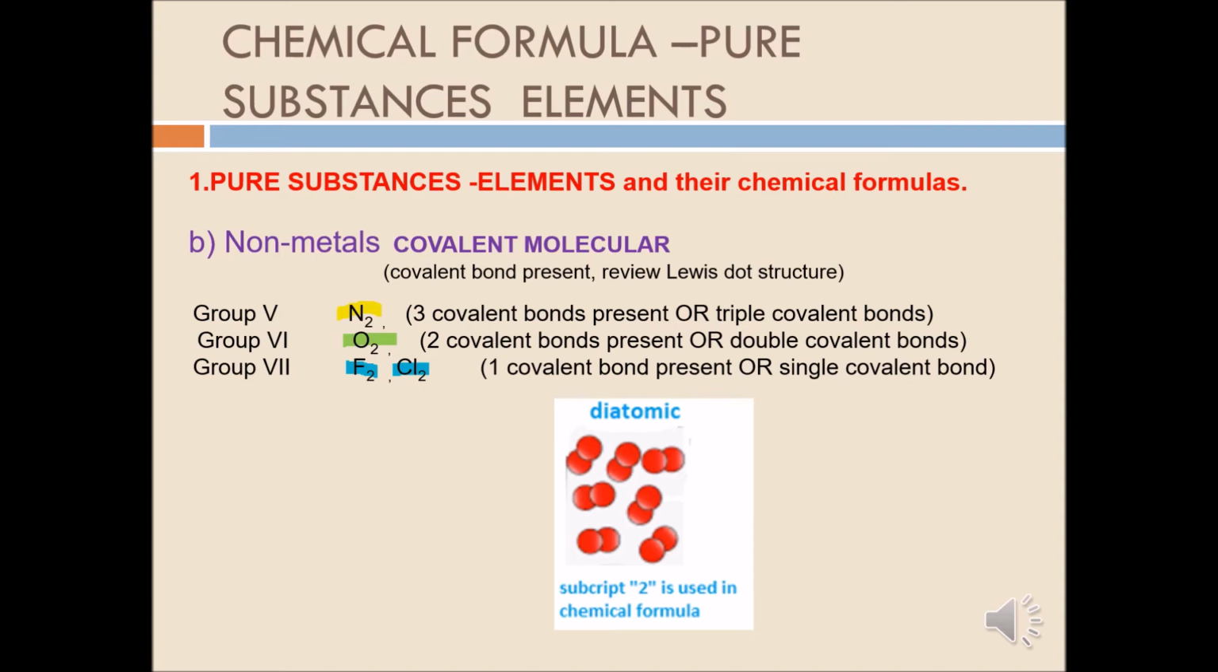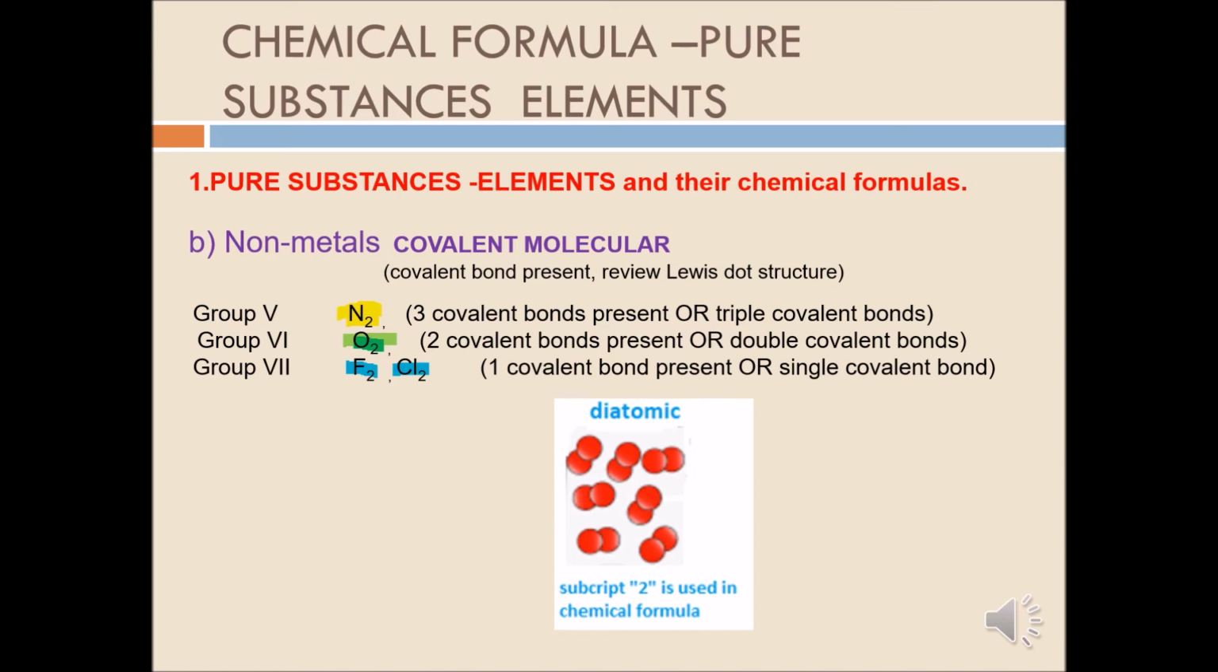First, we look at group 5 elements. Group 5 elements such as nitrogen are diatomic. Therefore, we use capital N from the periodic table and a subscript 2 for nitrogen. And the next element is oxygen. For oxygen we use capital O and a little subscript 2 to represent the two covalent bonds present in oxygen.